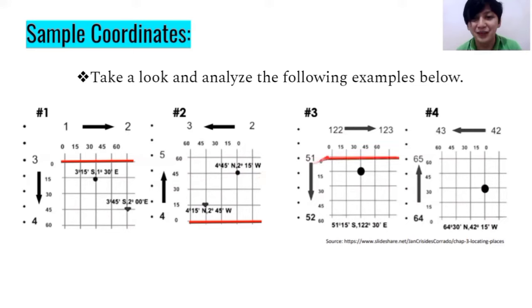Okay, good job. Another one, look at the prime meridian and the equator first. Okay, so this is the equator. So located at the south, that's why it is 51 degrees and 15 minutes south, and located at the right side because this is the prime meridian. Okay, that's why it is 122 degrees and 30 minutes east. And same as with this one. Locate first the equator and prime meridian so that you will not be confused. Where are you going to look if it is north or south, or if it is east and west? Okay?